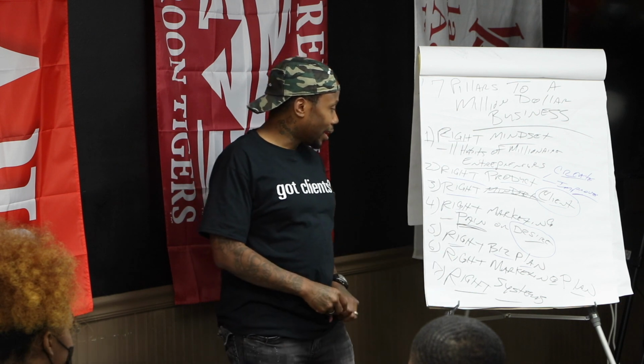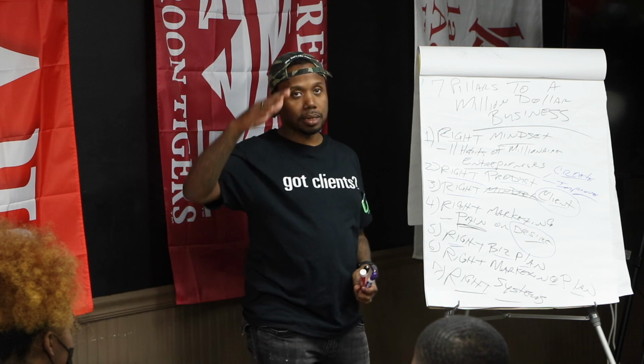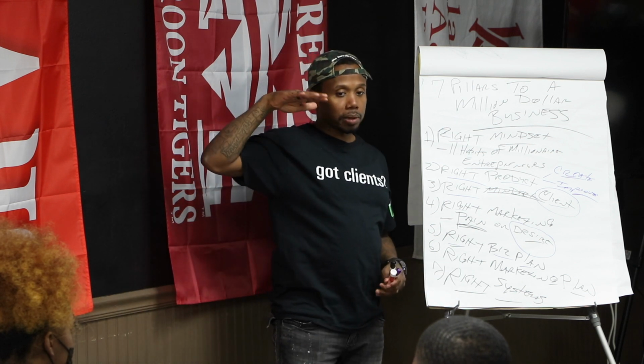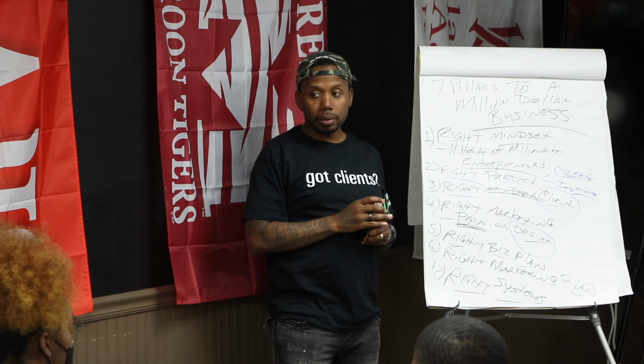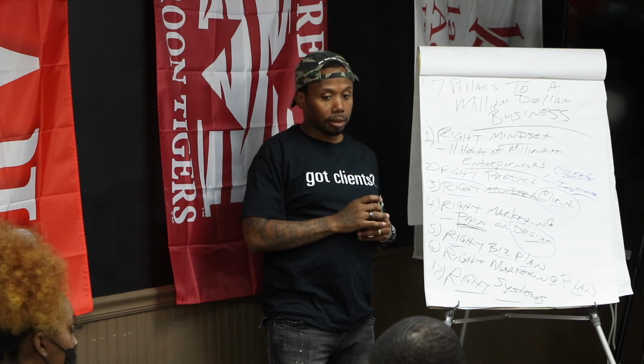Number five is the right business plan. The right business plan consists of seven things. Who wants to break the business plan down now? What do they need to have in their business plan, for the people who don't got a business plan? Anybody got it? The business plan.